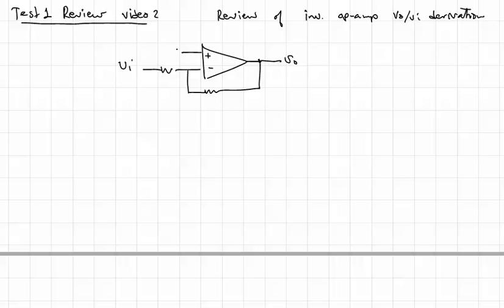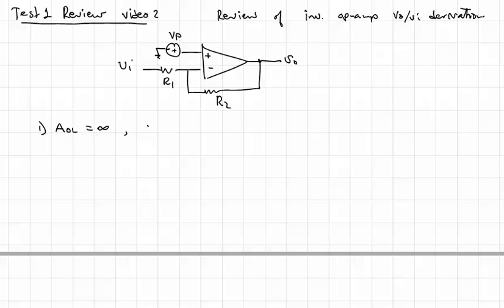So let's make it a little more interesting, so we'll call this VP here instead of grounding the non-inverting input. Let's say we have R2 and R1, and we're going to find what is VO as a function of VI. We're going to do this first for the case where the open loop gain is infinite.